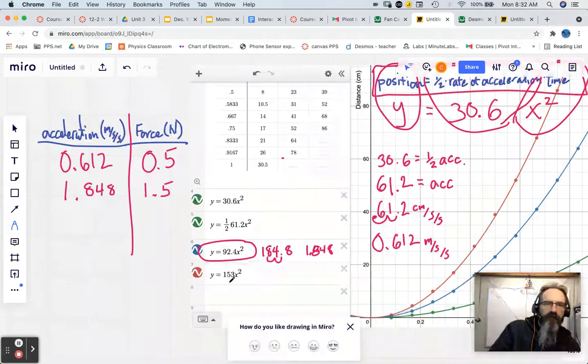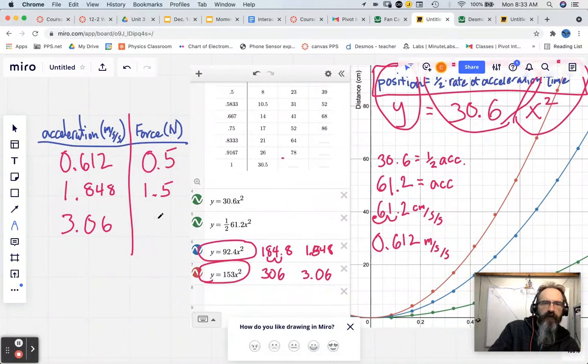And then I've got my last equation, y equals 153x squared. I double 153, that's 306. And I move that decimal place over, I get 3.06 meters per second squared. I put that in my data table, 3.06 meters per second squared. Fan force 5 corresponded to an actual force of 2.5 newtons.